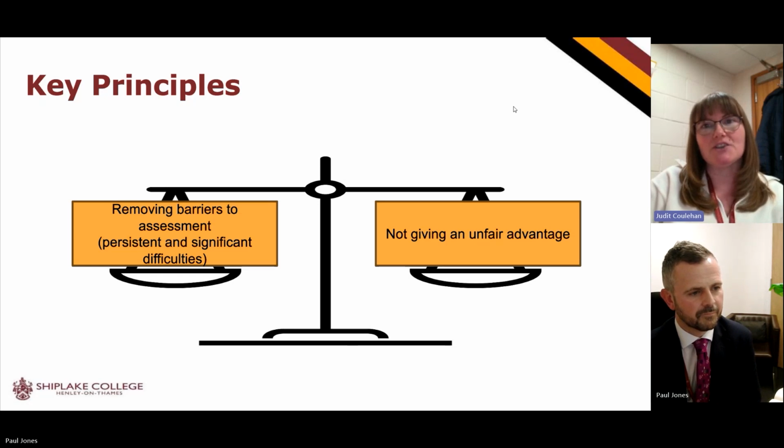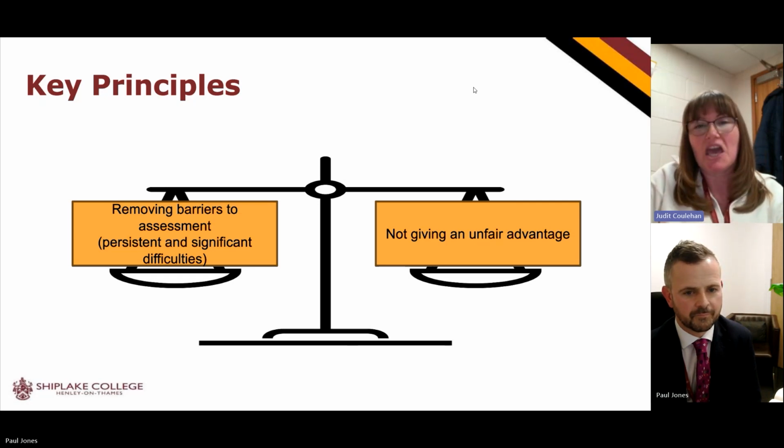Persistent means that we need to prove that these difficulties are not new. They are very well known to the school. There is a well-documented history of that difficulty, but they also have to be significant. And depending on which exam access arrangement we look at, we need to be able to prove, and when I say we, the schools, the exam centres, that the students' performance is below the average level. And I'm going to talk about that in more detail soon.